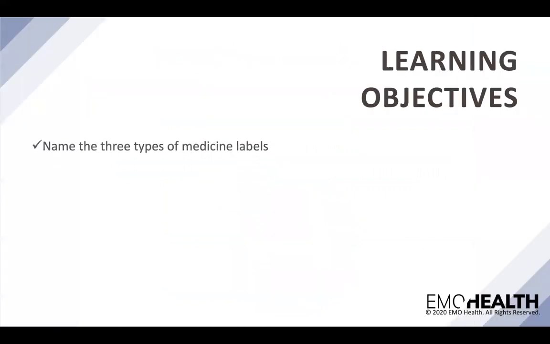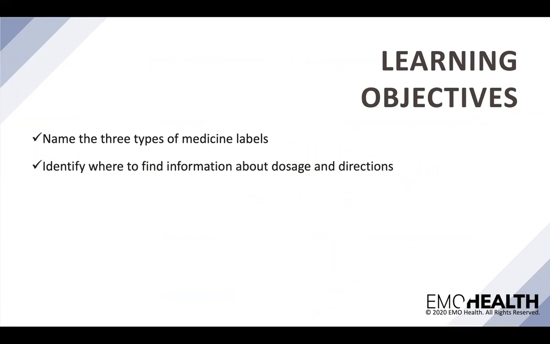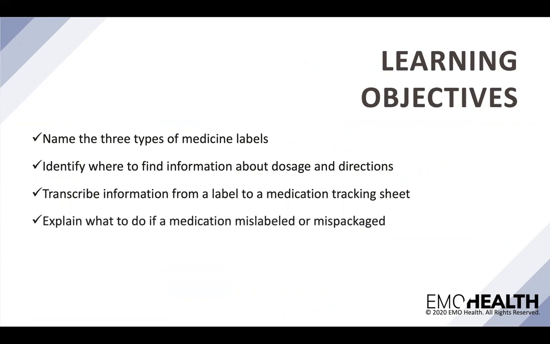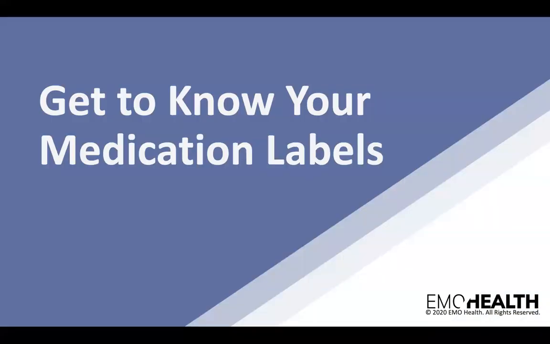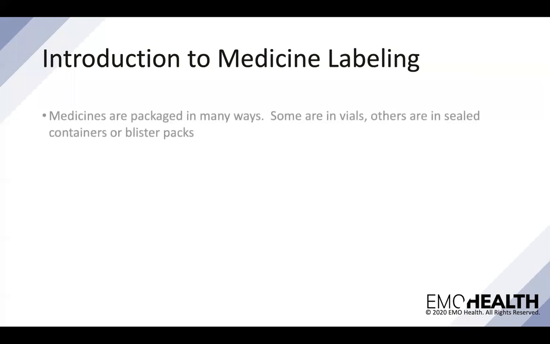Our learning objectives today: I would like you to be able to name the 3 types of medicine labels, identify where to find information about dosage and directions, transcribe information from a label to a medication tracking sheet, and explain what to do if a medication is mislabeled or mispackaged. Getting to know your medication labels.